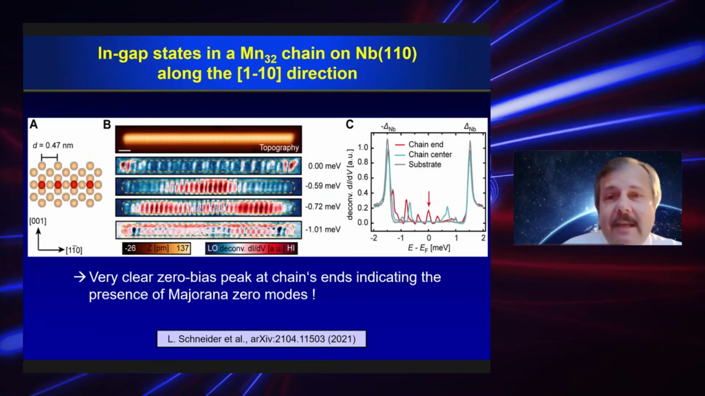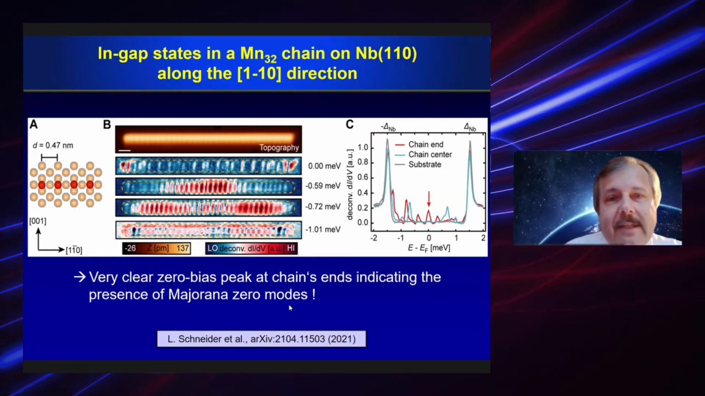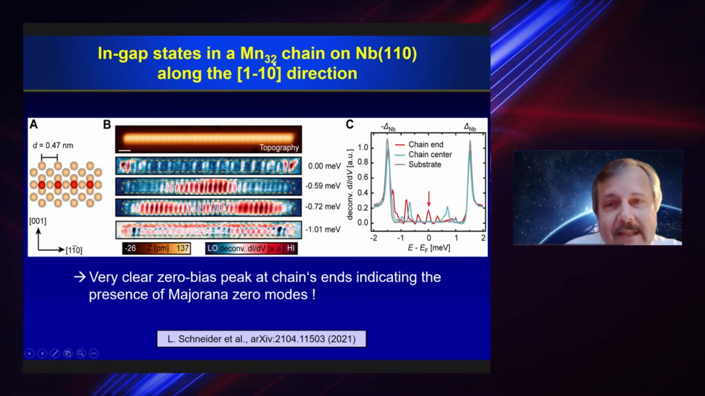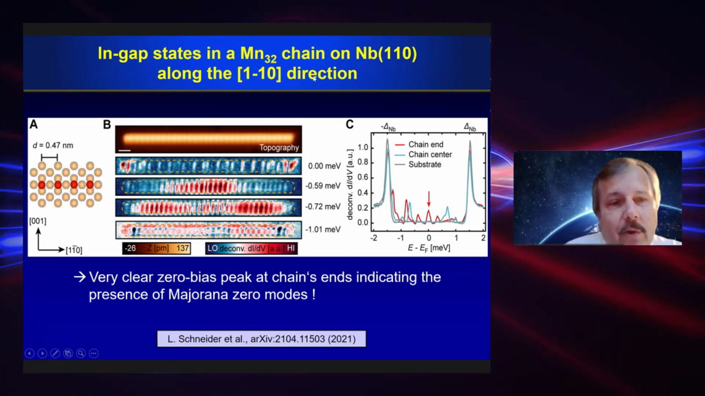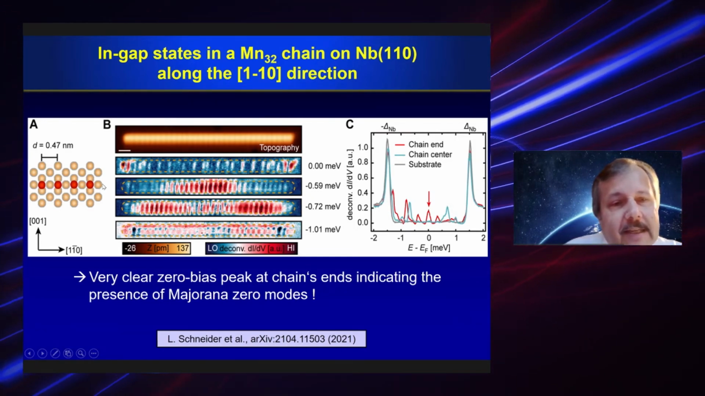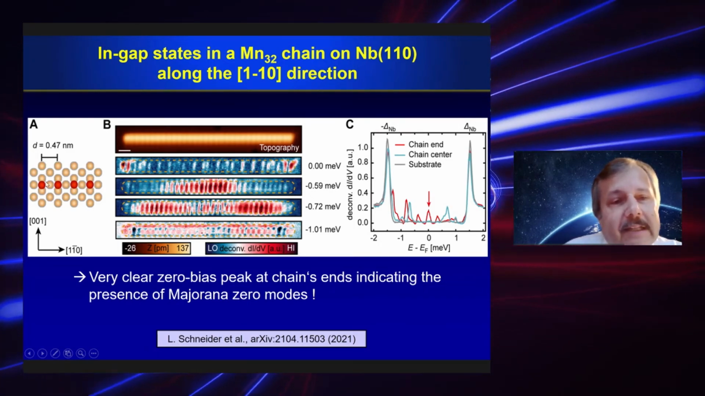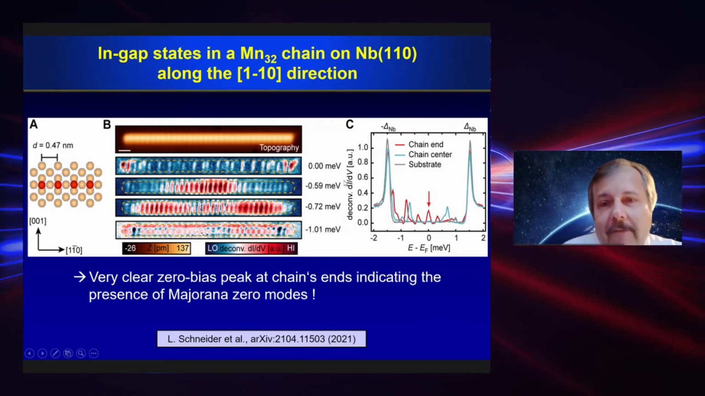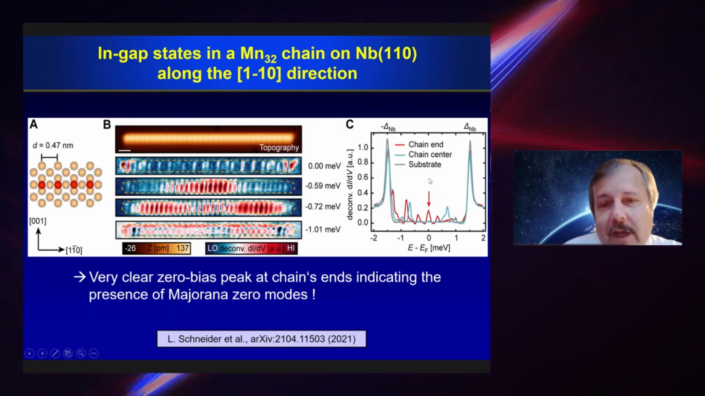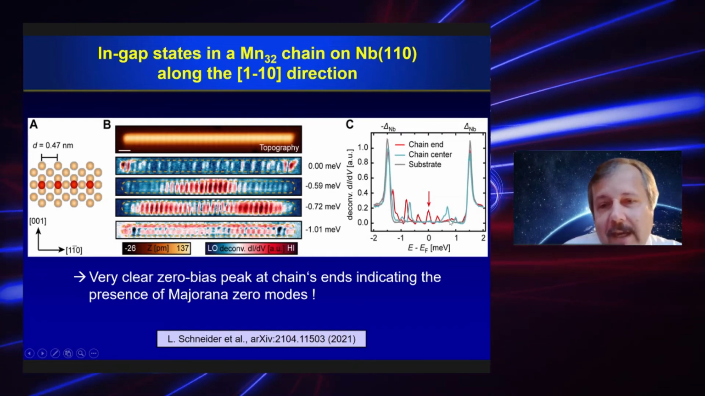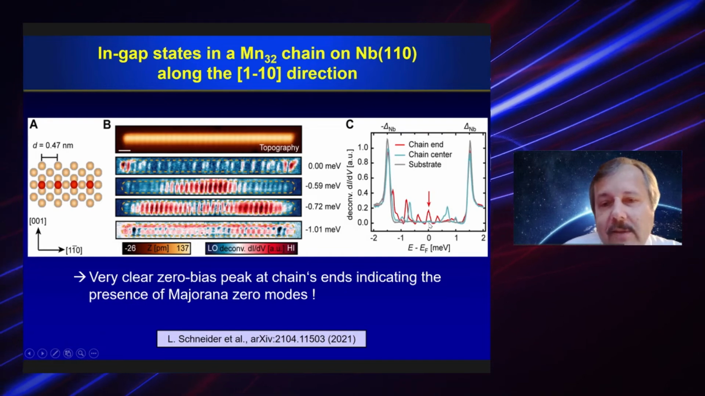So here at the end, I show you the results for two different kinds of manganese chains. A manganese chain of 32 manganese atoms built on niobium 110, first in the 1-1 direction, which is this direction. It is a close packed spacing with a periodicity of 4.7 angstrom. If we first look at the differential tunneling conductance as a function of energy, first on the substrate in gray, you see a very nice large gap. That's a hard gap of the niobium substrate, as you have seen before.